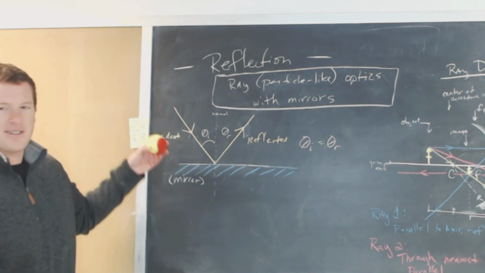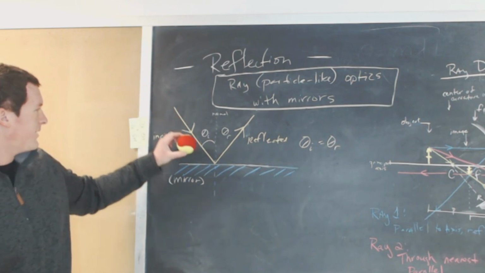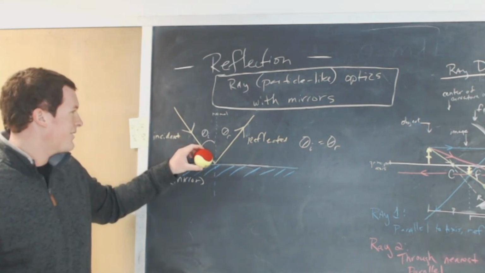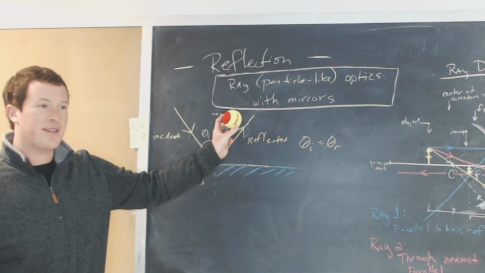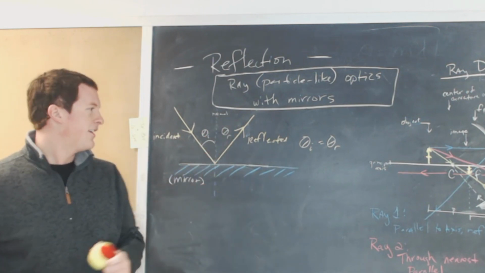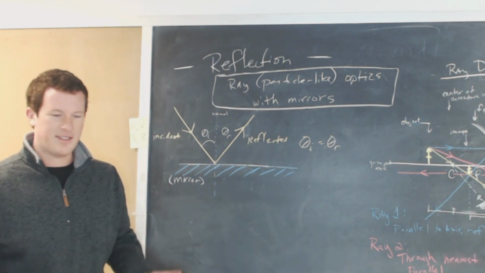So for example, here in this diagram, if you have a particle of light come in at an angle, it will reflect off of this surface and it will keep the exact same speed as it came in from due to the laws of momentum in collisions.